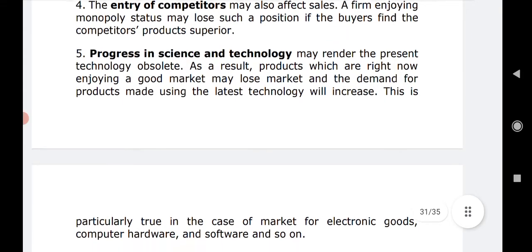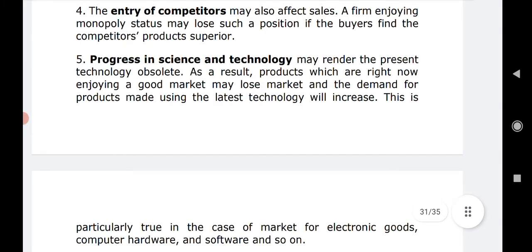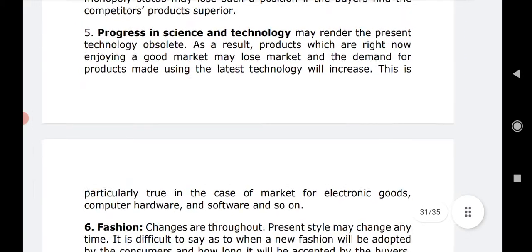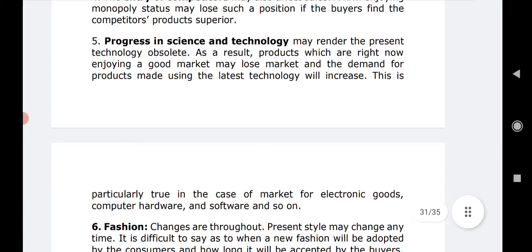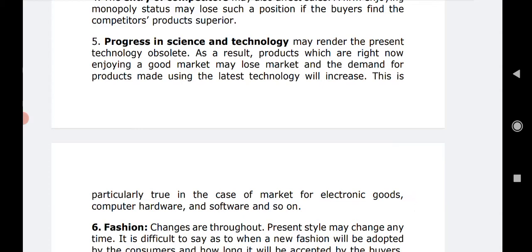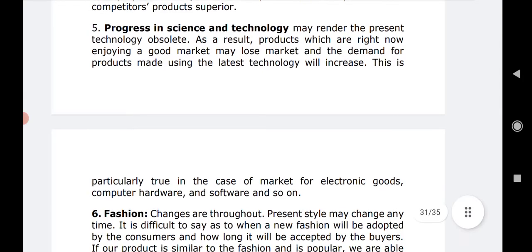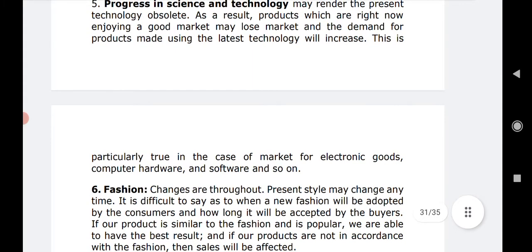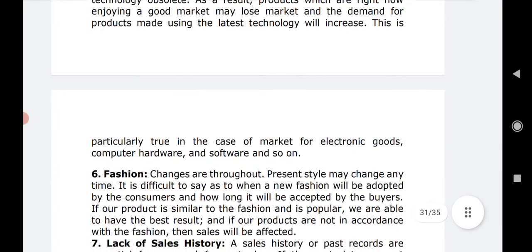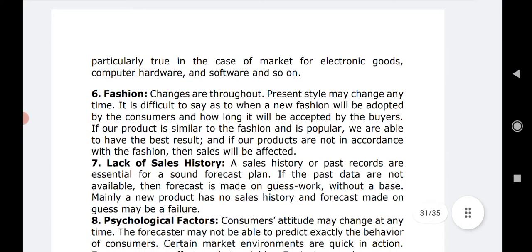So if the buyers keep on finding the competitors or maybe the product superior to yours, then the sales forecast may change, right? Next comes up progress in science and technology, which may render the technology which you may be using obsolete. So as a result, products which are right now enjoying a good market may lose the market somewhere in the future because of the entry of the latest technology. So these may also not allow you to have the perfect sales forecast.